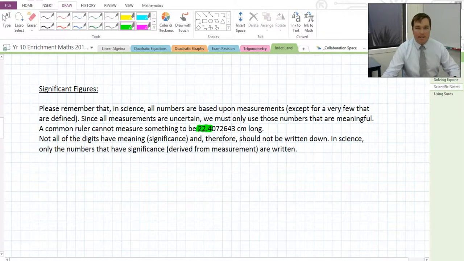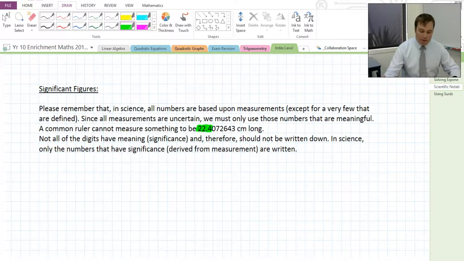Writing the rest of it is meaningless, because you don't know what the rest is. If you were using a laser micrometer or a vernier caliper, by all means you can measure more accurately. But with a common ruler, 22.4 is as accurate as you can get. So those are the only decimals that have significance. Adding digits after that really doesn't add to the accuracy of your answer. You're just making stuff up.